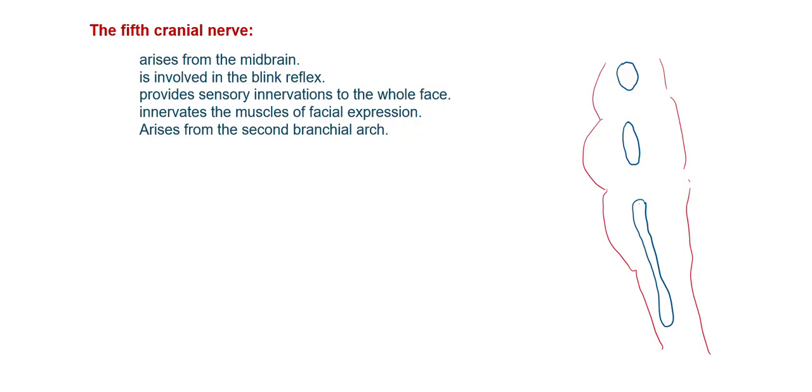These give rise to the sensory root. The motor root is from the motor nucleus in the pons, and in the end, fibers from these 4 nuclei arise from the anterolateral part of the pons. So the first option is not the correct answer.